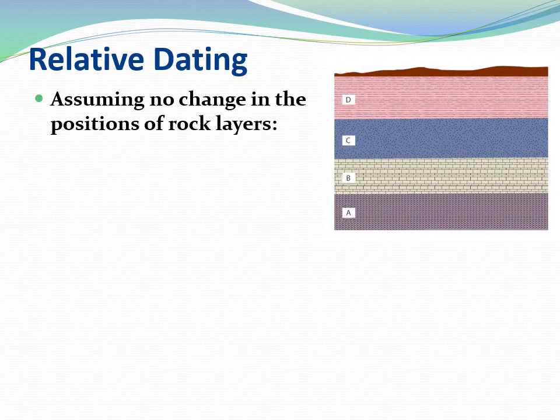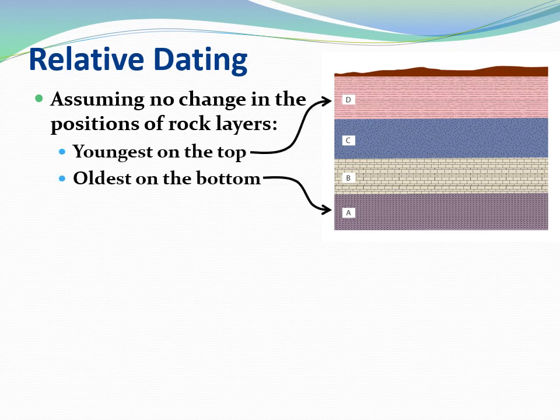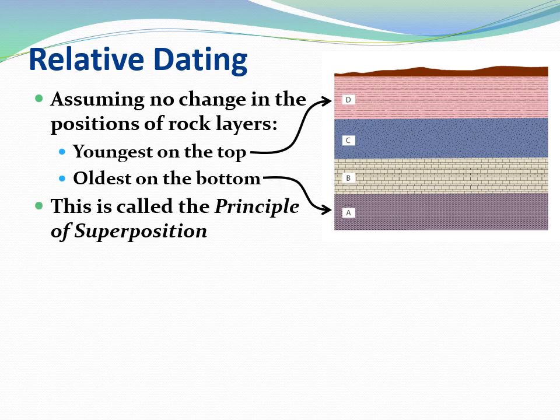So there are two ways to determine the actual age of rock layers, and the first one is relative dating. The first assumption that has to go along with this form of dating is that there are no changes in the rock layers, and as long as that's true, that means that the youngest layers are going to be at the top, and the oldest layers are going to be at the bottom. So in this diagram here, you see that A is going to be the oldest layer, B is going to be a little bit younger, then C, and then D is going to be the youngest of all of them. This is referred to as the principle of superposition.